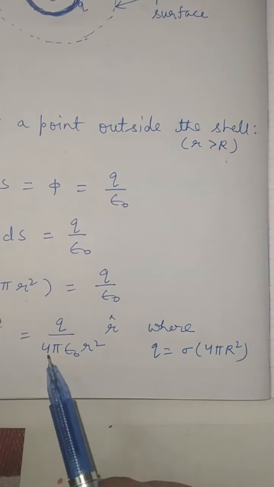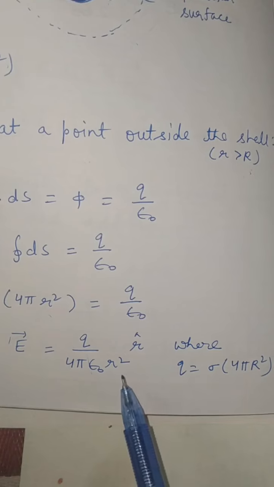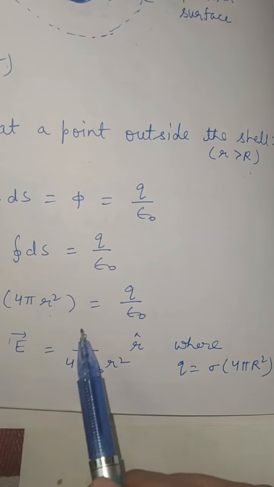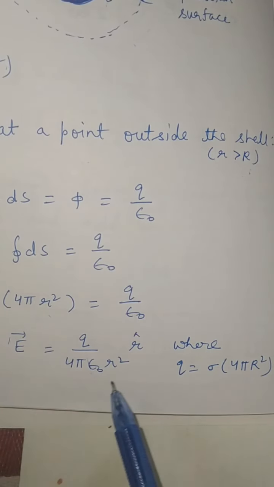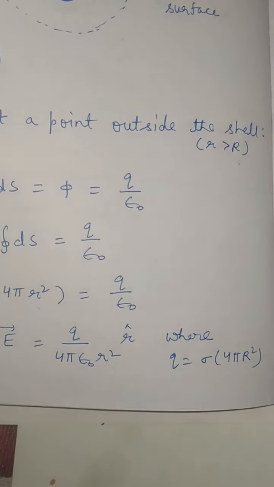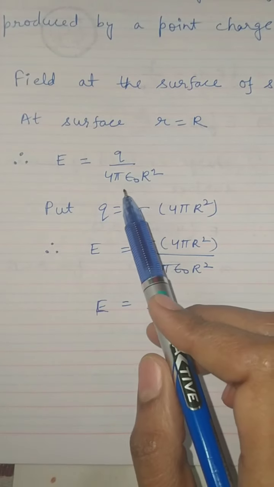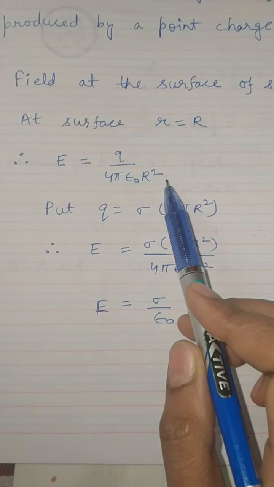From this formula we are calculating it. In place of small r, I have kept just capital R. So this will become the field at the surface of the shell. So E is equal to q upon 4 pi epsilon naught r square.